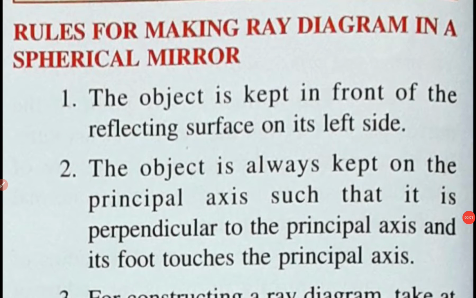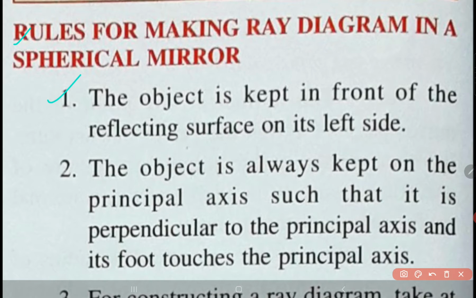This video is for class 8 physics, and today we will learn rules for making the ray diagrams in a spherical mirror. So we are learning this, right? Rules for making ray diagrams in a spherical mirror. Number 1, the object is kept in front of the reflecting surface on its left side only. So let us try to understand what this particular statement means.